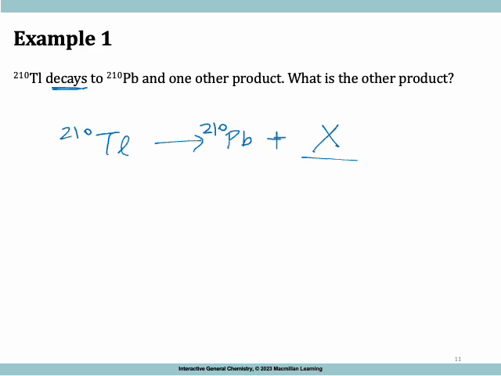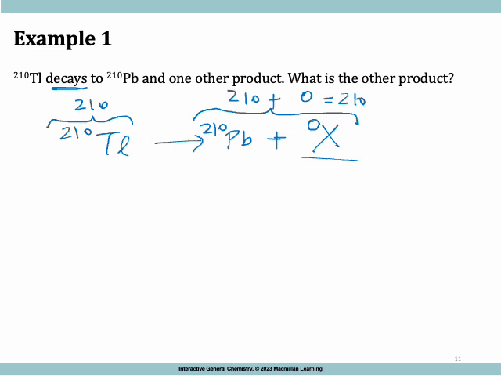How will we find it? You add all these superscripts and it should be equal on both sides. What is it on the reactant side? 210, which means on the product side also it should be 210. This is already 210. What should I add to 210 to get 210? A 0, which means the superscript here is 0.